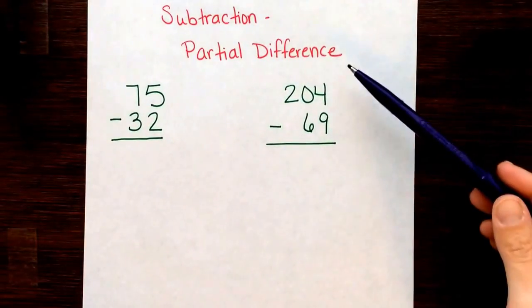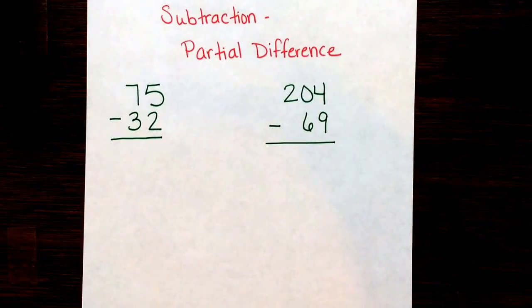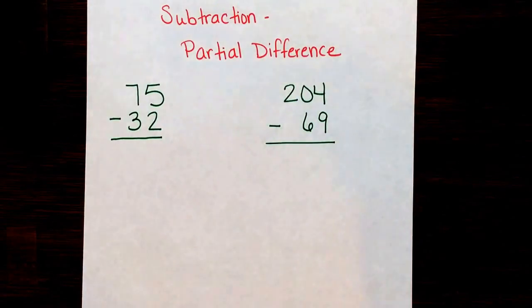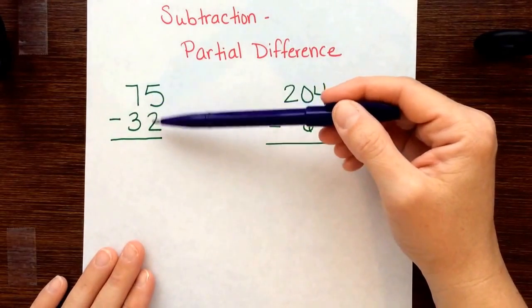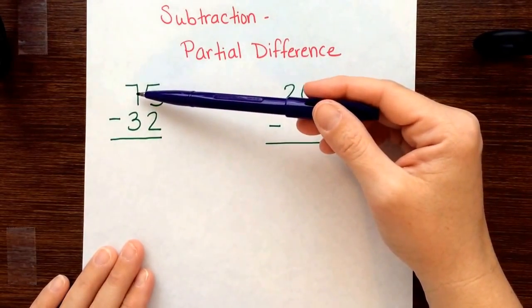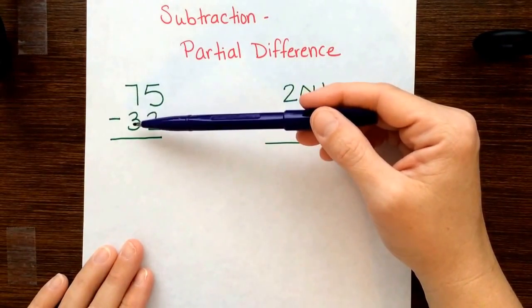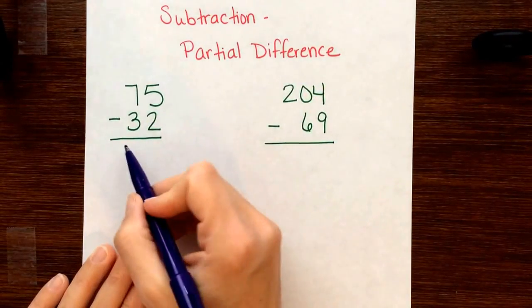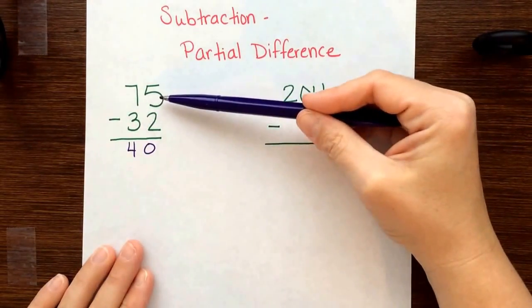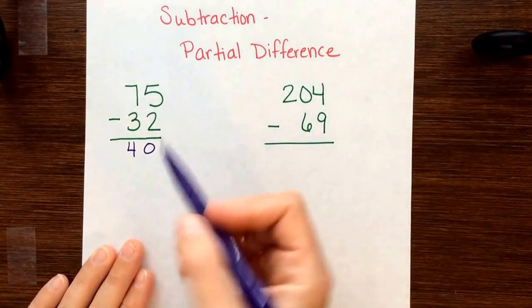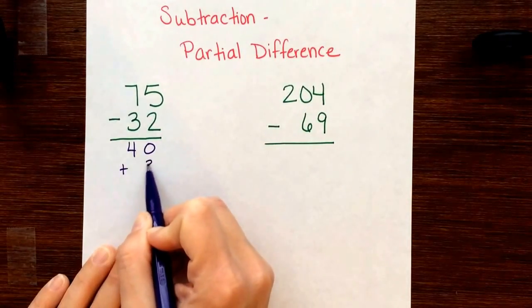So using partial difference, we are asking them to think about values of numbers and how much is left and how much they've used. So for 75 minus 32, you want to start in the tens place. 70 minus 30 would leave me 40 things. I have 5 things and I took away 2 of them, so that leaves me with 3 things.